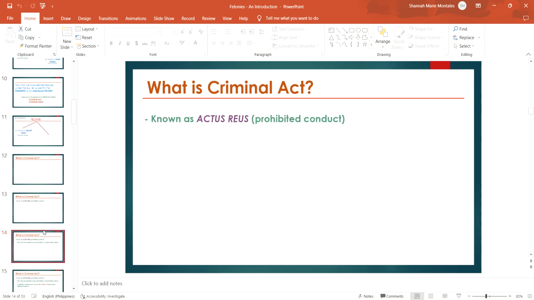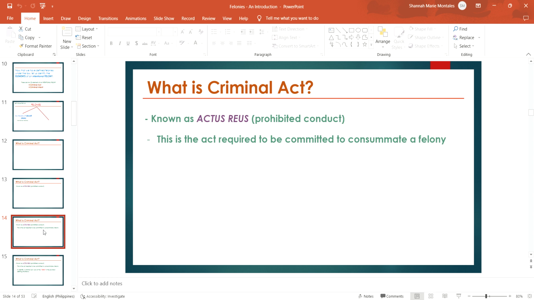Pero ano nga ba talaga ang criminal act? This is the act required to be committed to consummate a felony. How do you explain this? Ito yung akto na kailangan na magawa, makomit, para magawa yung felony sa kabuuan nito. Okay? Ano ang kailangan gawin, let's say, para masabi natin na may makomit na crime na ganito? For example, theft. Paano mo masabi na may nakomit na theft? Ano ang akto na kailangan?